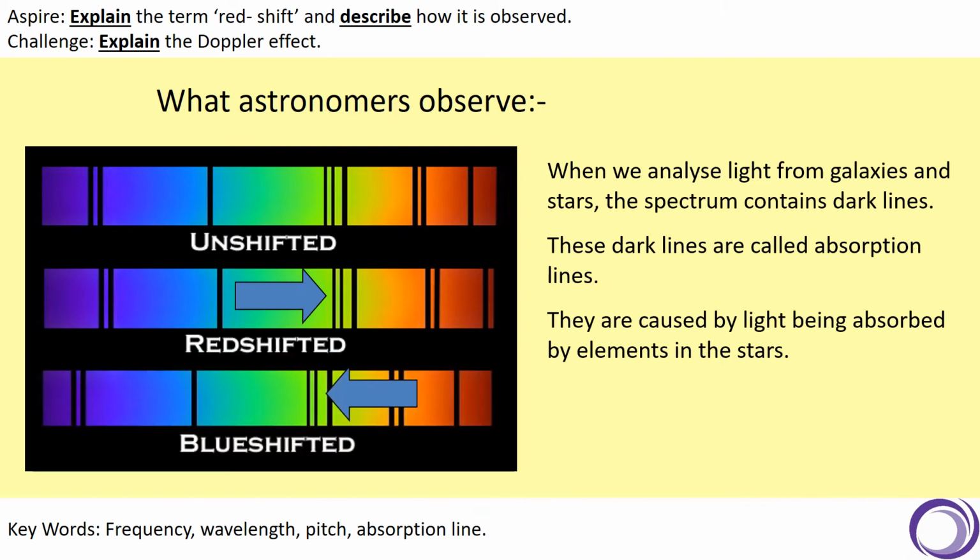If we get those lines moving across to the blue side of the spectrum, then it's blue shifted, and that's what you'd see for Andromeda. You'd see it moving towards us and squashing the wavelength up as it does so.